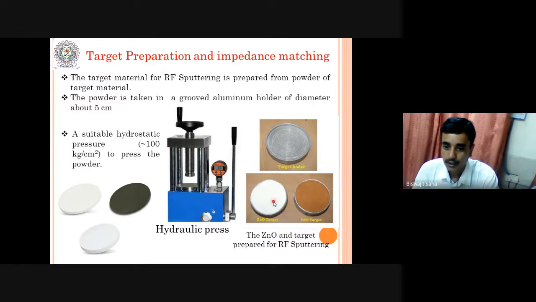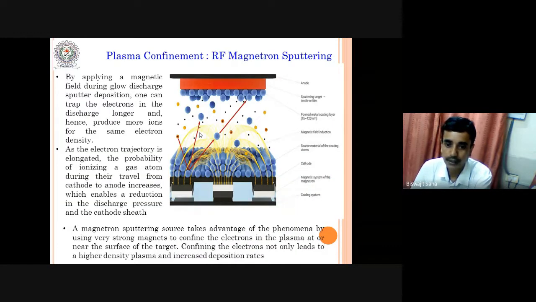Then you place this powder-loaded holder into the hydraulic press. You can press the hydraulic press machine several times, and a high pressure, as much as 100 kilogram per centimeter square, can be created. Under this pressure, this will come down and press over this surface, and targets like this will be created. Zinc oxide, cadmium oxide, or other materials can be made. This is the method by which targets of different metal oxides or other metals can be created. Once the target is created, it can be placed inside the sputtering system.